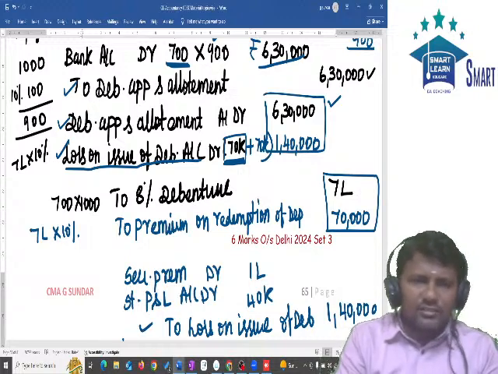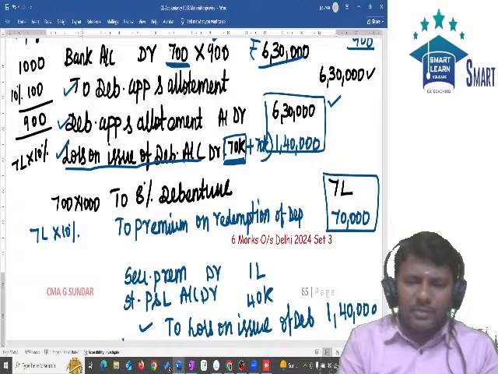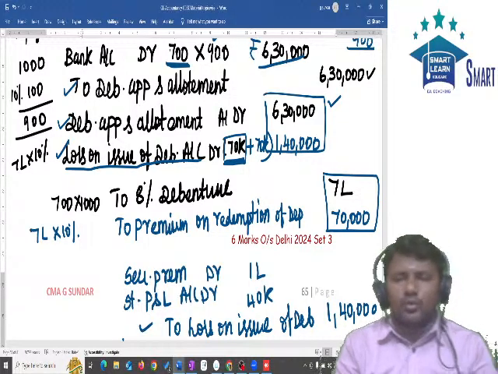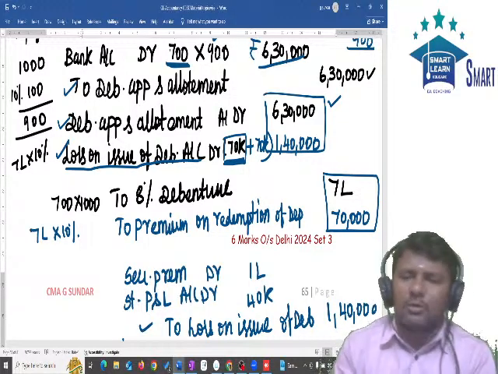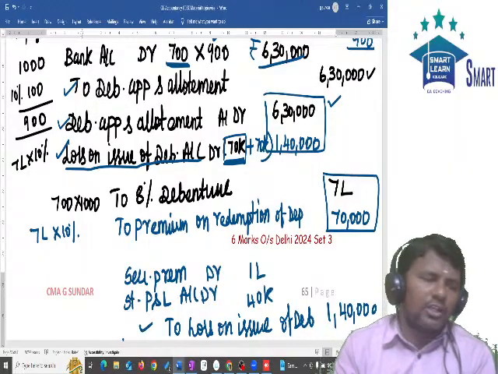So bank is debited with 6 lakh and 30,000, and our P&L account is debited with 40,000. Securities premium is adjusted with 1 lakh. A total loss of 1 lakh 40 is adjusted.